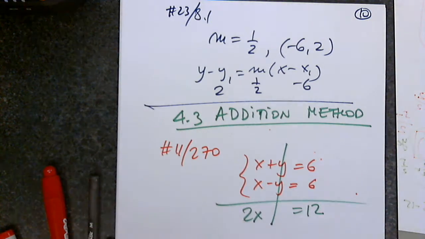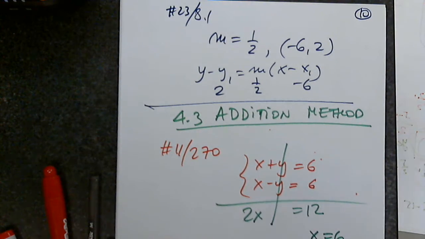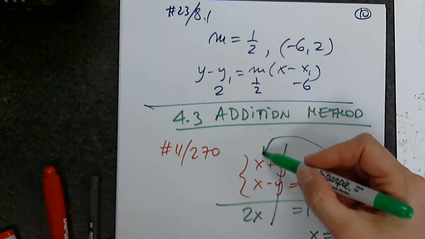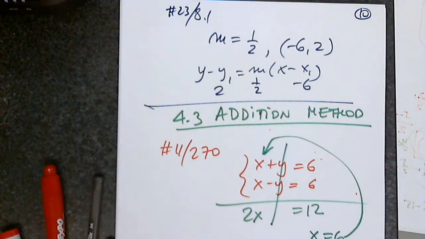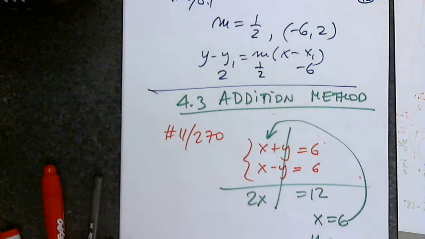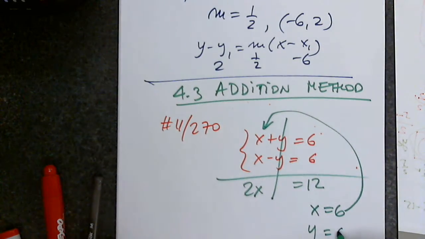X is 6. So now I go back anywhere I want. It doesn't matter. And I determine y. How much is y? Exactly.